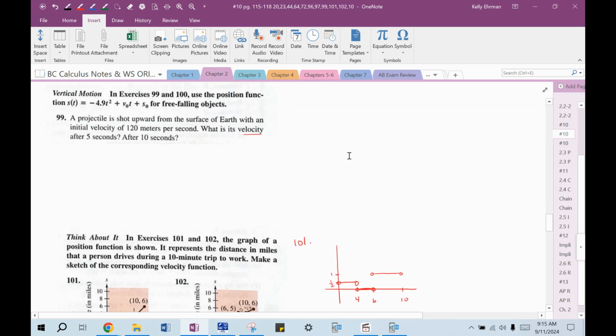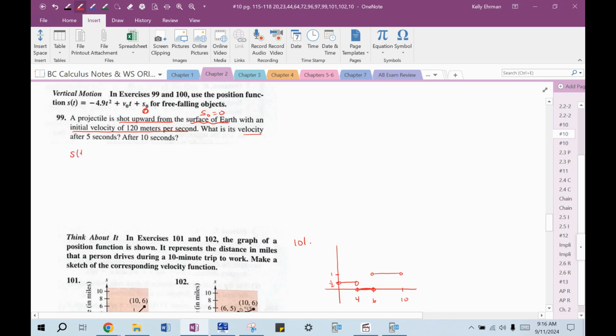So now we're talking about another position function. This is given in meters per second, so slightly different. And this time we do have an initial velocity because we're not just dropping an object. So it says a projectile is shot upward from the surface of the Earth. So the initial position is 0 with an initial velocity of 120 meters per second. So now S sub 0 is 0 and V sub 0 is 120. What is the velocity after 5 seconds and after 10 seconds?